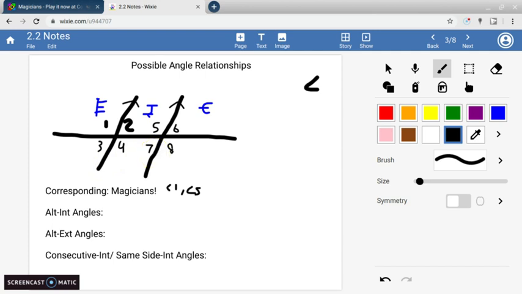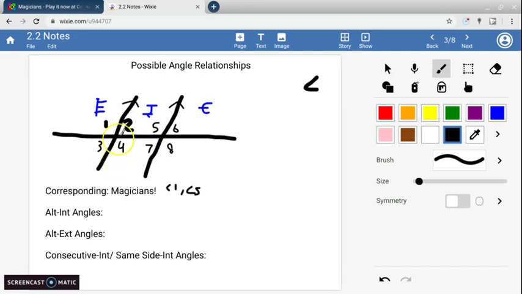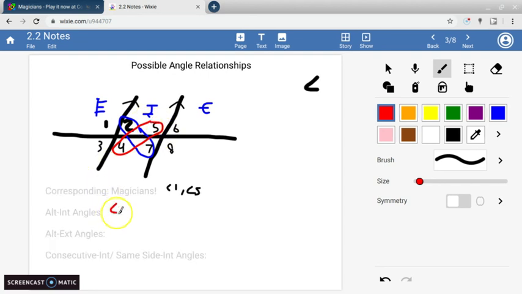Now which ones are alternate? Well, they're not going to be the ones that are next to each other. They're going to be the ones that are across from each other. So 2 and 7, those angles are alternate interior. And same thing with 5 and 4. Those are alternate interior. So we can just use one example, angles 4 and 5.